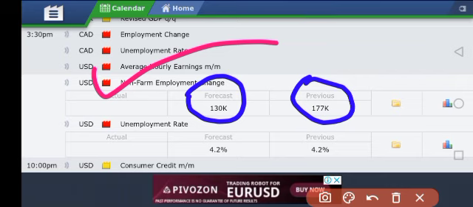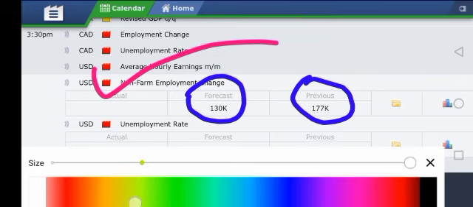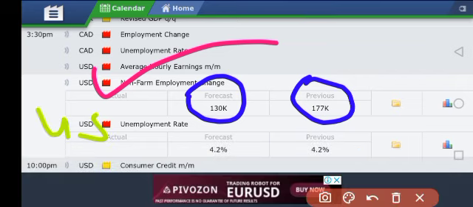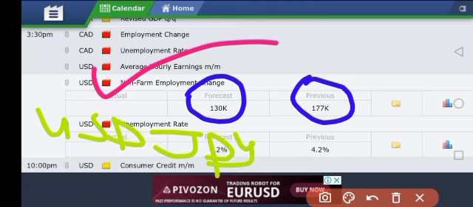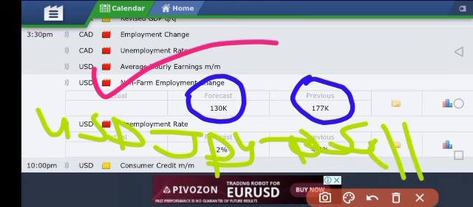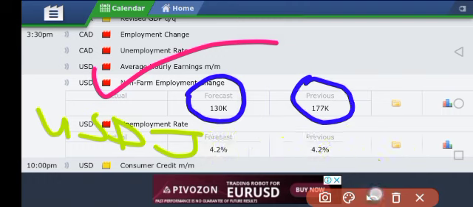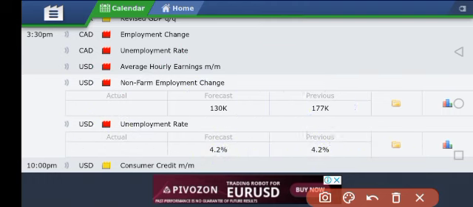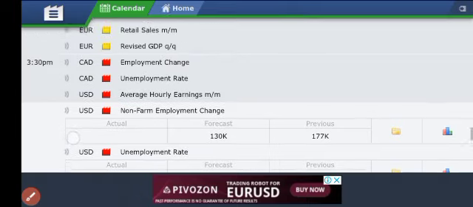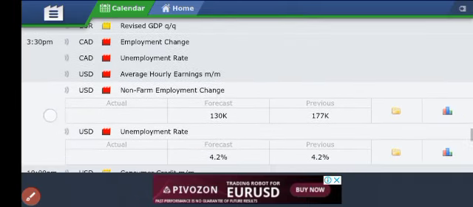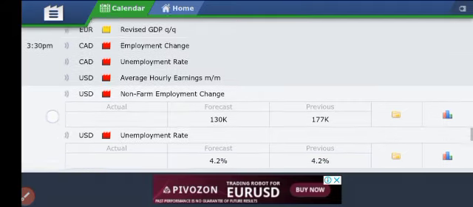So USD JPY will sell, like USD JPY here, it will sell. And this is based on fundamental data. So be careful and combine with your technical analysis so that you can benefit from this one.